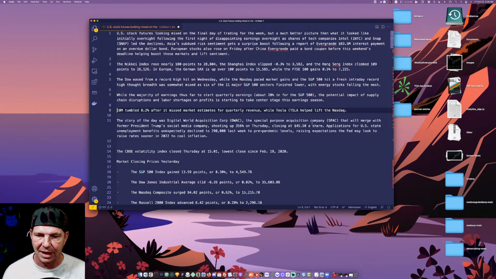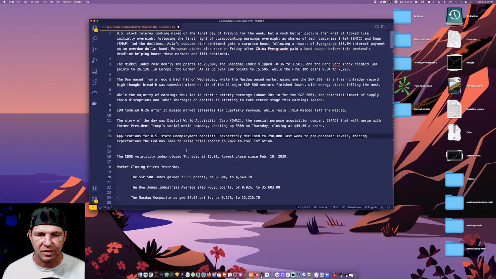This is bananas, right? Bananas. Applications for U.S. state employment benefits unexpectedly declined 290,000 last week to pre-pandemic levels, raising the expectations that the Fed may look to raise rates sooner in 22 to cool inflation.